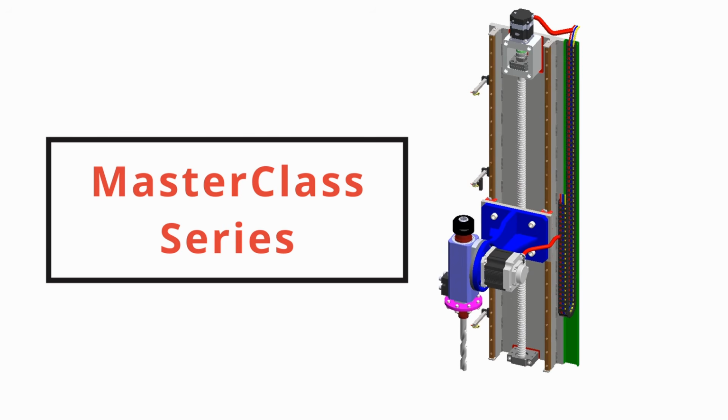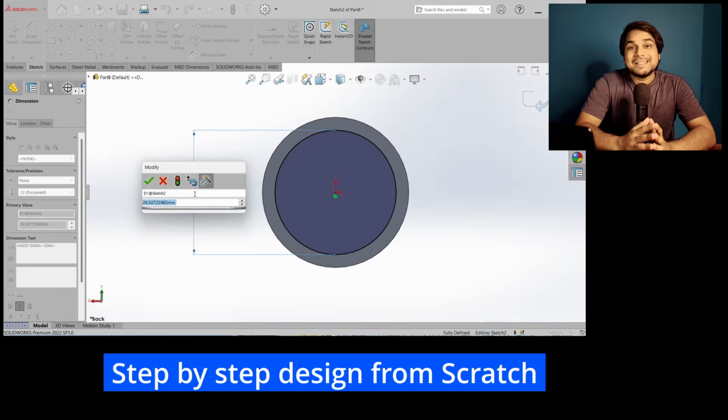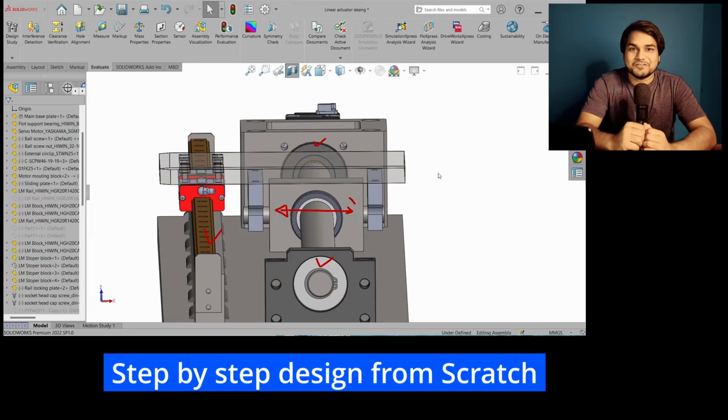So hi there, this is Ayush and welcome to this masterclass series on ball screw linear actuator design. In this entire series, we will master the ball screw linear actuator design step by step from completely scratch.